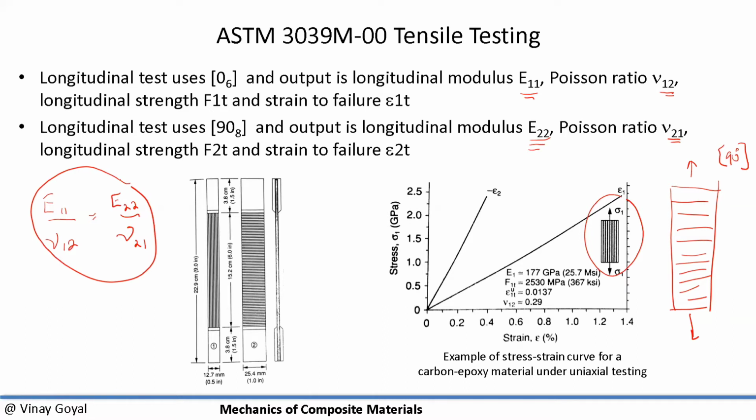I'm also able to get the strength along the fiber, but also across the fiber in this direction. So that's great. And I can also get the strain to failure. These are the data we're going to use later to predict failure. I need this data to be able to predict failure.